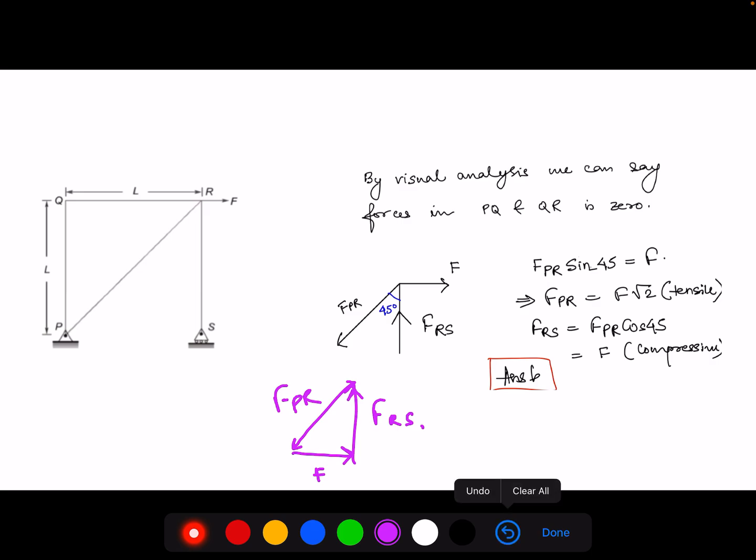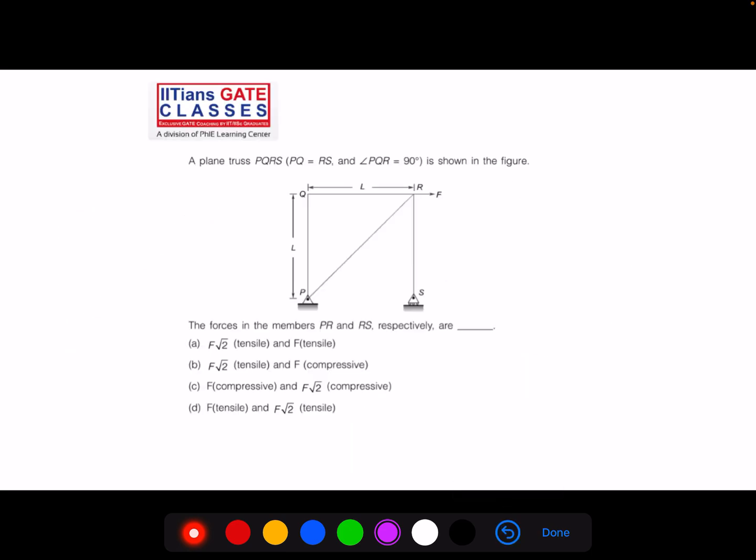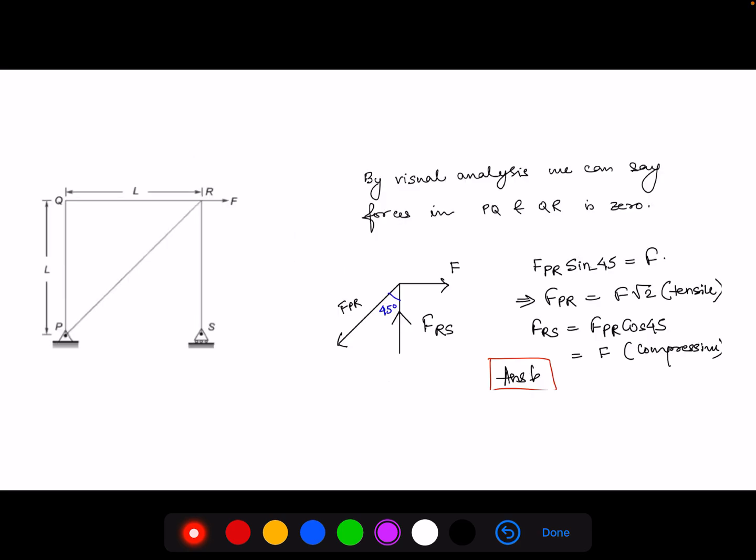So using that concept, you can say that FPR will be acting downwards this way and FRS will be acting upwards. Okay, now it has become very simple, right? Already in the question it is given that this and this are equal, this is 90 degree, right? And if you see properly, this is length L, this is length L. So this is an isosceles triangle. This angle is 45 degree, this angle is also 45 degree. So I have used that. Okay, this angle is 45 degree.